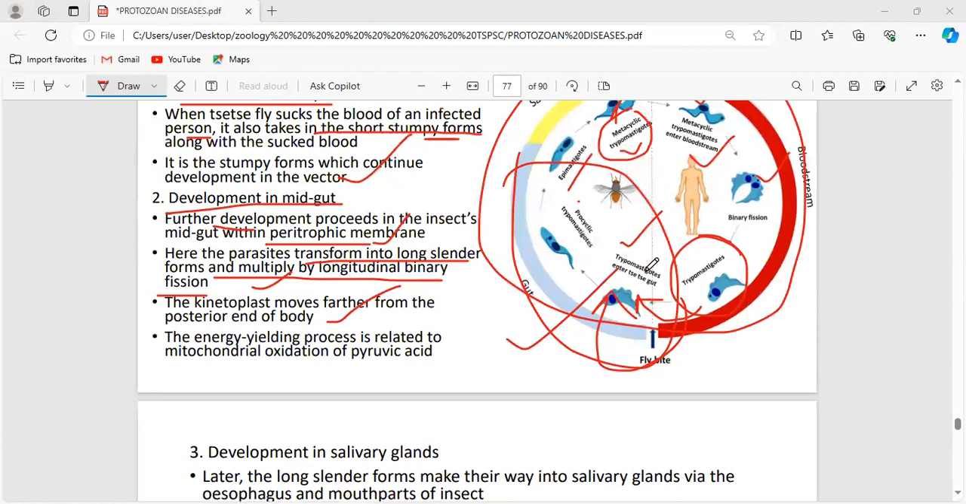Now these are all the structural changes that will be happening here, and the energy yielding process is related to the mitochondrial oxidation of the pyruvic acid. We know that mitochondrial oxidation, as I said, is definitely an aerobic process, but glycolysis is anaerobic in the trypanosoma gamete.